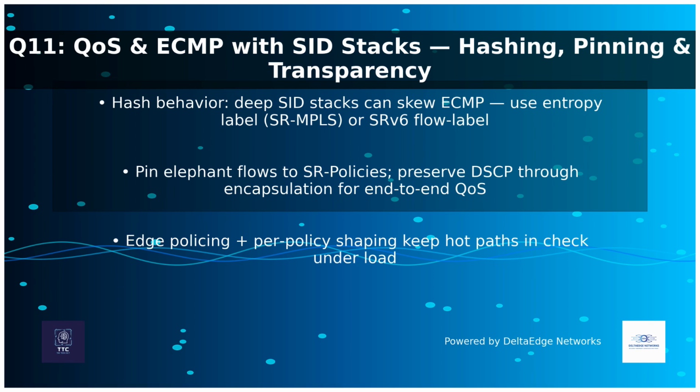Question 11. QoS and ECMP with SID stacks. Deep stacks can skew hashing. For SR-MPLS, use entropy labels. For SRv6, leverage the flow label so ECMP stays fair. Pin elephant flows to specific policies when you must. Preserve DSCP through encapsulation, police at edges, and shape per policy for predictable behavior.